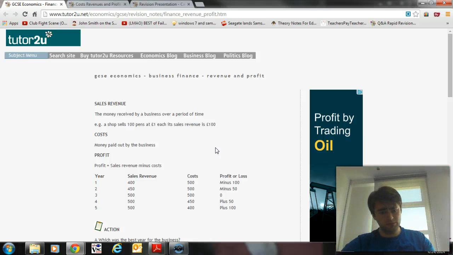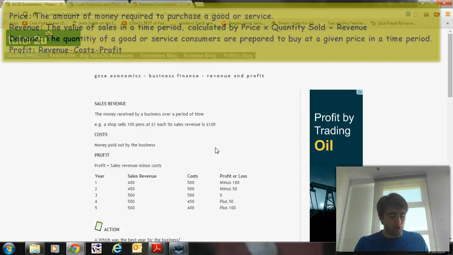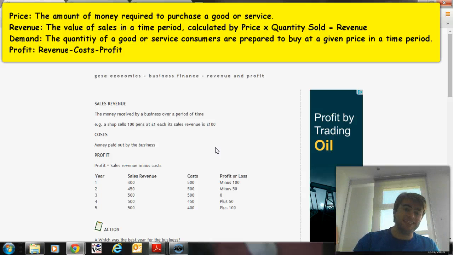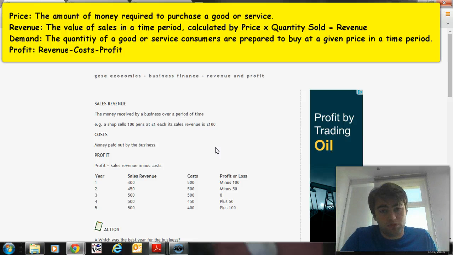So, some key definitions that you need to be clear of. Price: the amount of money required to purchase a good or service. Sales revenue is money received by a business over a period of time. The actual way you'll define this in the exams, as it says here, is price times quantity sold. So it's the price that the business sets times the quantity sold.